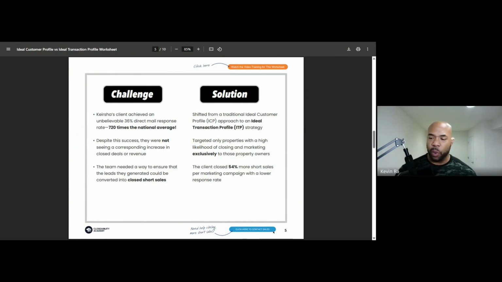And we knew the solution would only target properties that had a high likelihood of closing, which means we're going to get paid. Now, the ICP-based systems, they are targeting homeowners that are highly likely to be experiencing some type of distress. But experiencing some type of distress and actually closing, two different things. So, next slide.